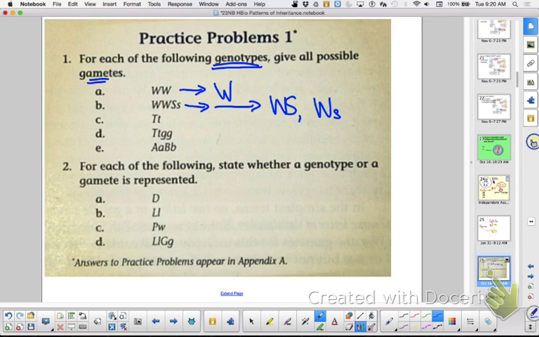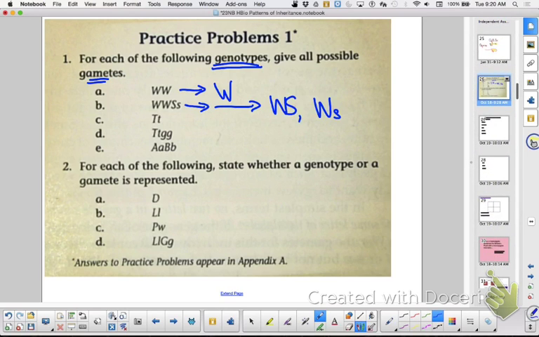All right, come back to me. For each of the following, state whether it's a genotype or a gamete. So what would this be right here? Why do you say that? Only one D. What about this one right here? That is a big L, little l. Genotype, because you have a big L and a little l.